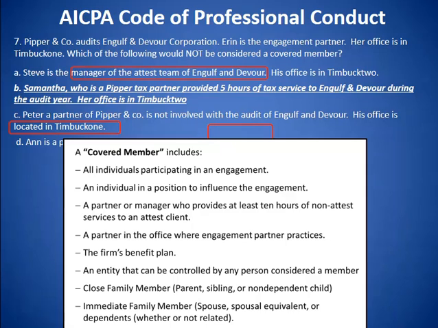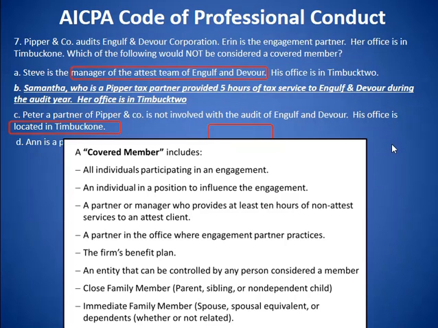definitely covered partners. Okay, we take a look at A. And we say here, Steve is a manager of the attest team of Engulf and Devour. So Steve is a manager of the audit team for Engulf and Devour. And if you remember, that would include all individuals. He would be one of those all individuals who are participating in the engagement itself. Even those offices in Timbuk 2, it doesn't matter. He's participating on the engagement.